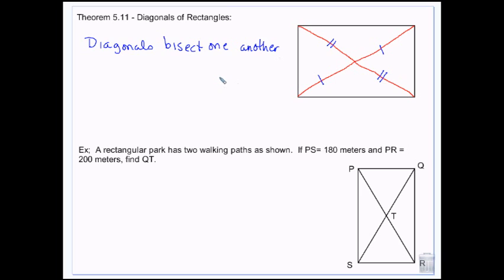Okay. Now, if we have an example of this, a rectangular park has 2 walking paths. If PS is 180 meters and PR, the whole thing, is 200 meters. Oh, I forgot. Sorry about that. The diagonals are also congruent. So they bisect one another and they're also congruent.